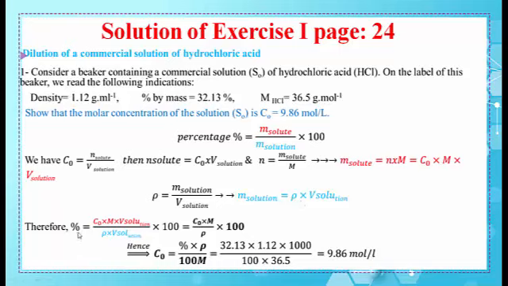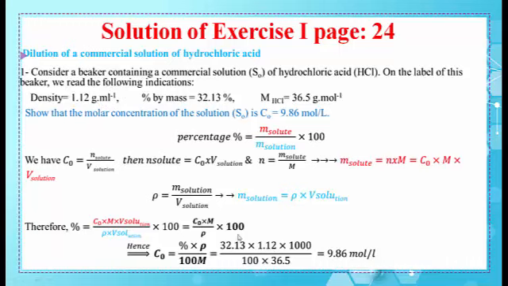Therefore, the percentage by mass is equal to mass of solute, which is C0 times molar mass times volume of solution, over the mass of the solution, which is density times volume of solution, times 100, which is equal to C0 times molar mass over density times 100. Hence, in order to determine C0, it is percentage times density over molar mass times 100, equal to 32.13% times 1.12. The density here is in gram per milliliter.